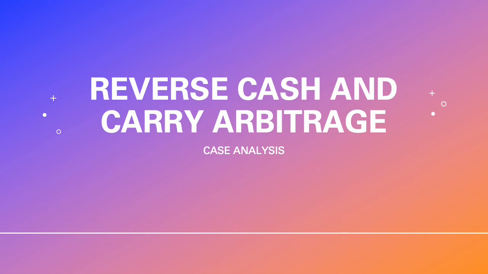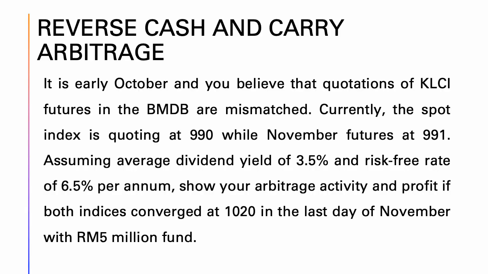Now let's move to reverse cash and carry for arbitrage strategy. So this is the question for reverse cash and carry strategy. It is early October and you believe that quotation of KLCI futures in the Bursa Malaysia are mismatched. Currently, the spot index is quoting at 990 while November futures at 991. Assuming average dividend yield of 3.5% and risk-free rates of 6.5% per annum, show your arbitrage activity and profit if both index converge at 1020 in the last day of November with 5 million of fund.